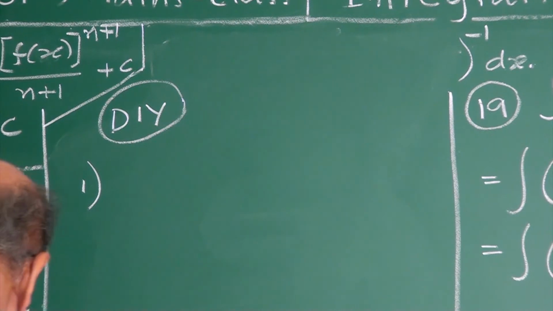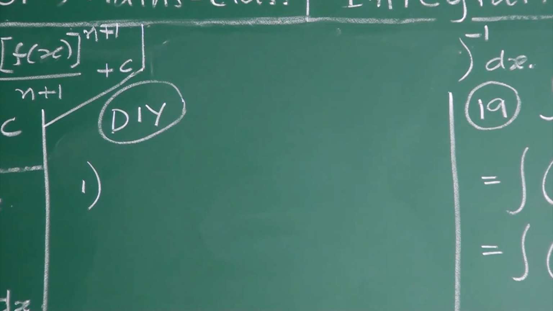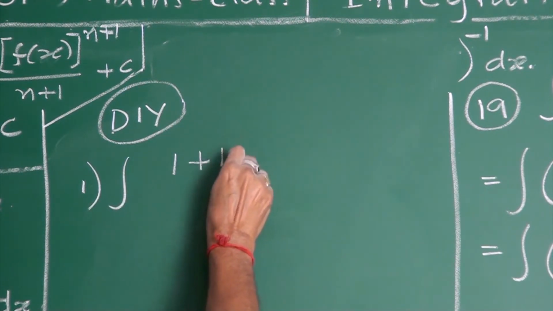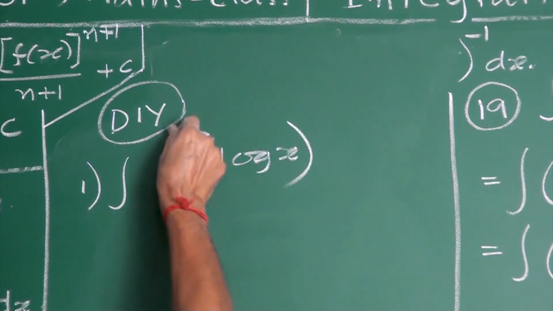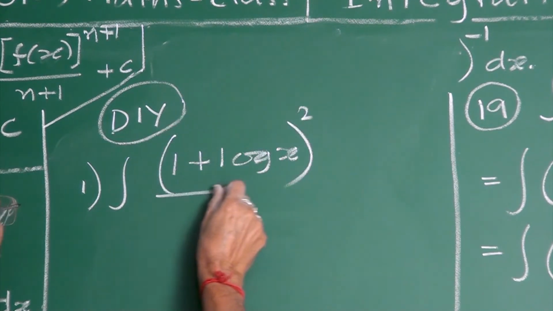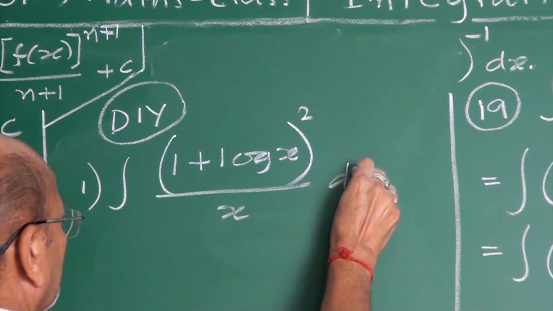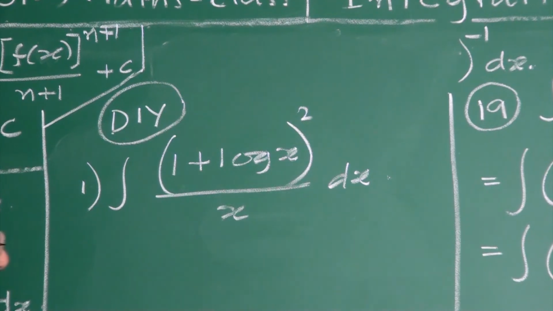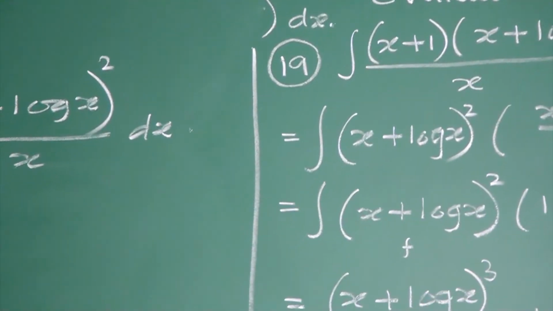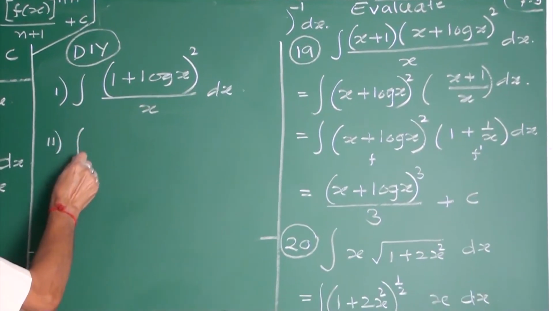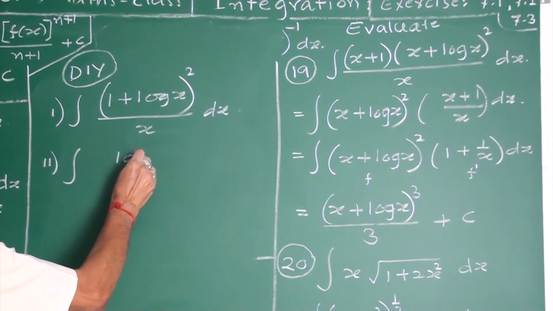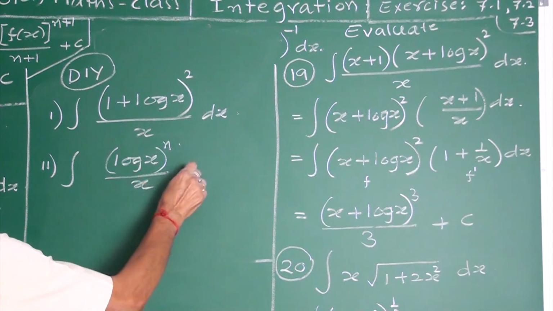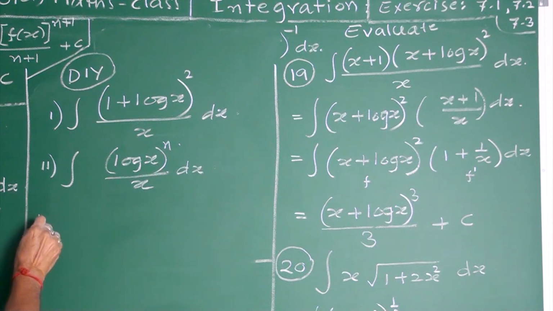This is the integral of 1 plus log x to the power 2 upon x dx. Yes. What is the derivative of 1 plus log x? It is 1 by x. Like this, you must adjust that 1 by x. This is the second. I think I have done it already in the case of the 1 mark question: log x to the power n upon x. It is n plus 1 upon n plus 1.